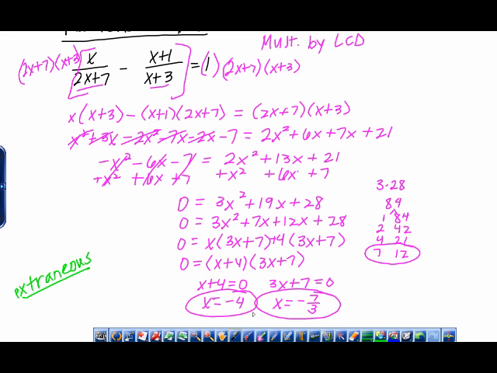In this case, extraneous would be where you plug it in and it gives you a zero in the denominator. That would be an undefined expression, which would not give me a good solution. But both of these are totally fine. But let's say that I had these answers, but in my original problem, there was something like x plus 4 in the denominator. Then negative 4 would be an extraneous solution. Okay?